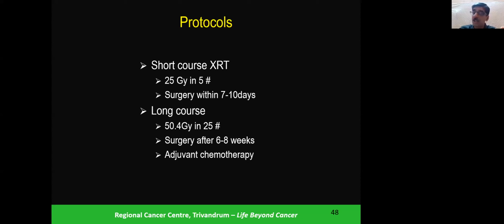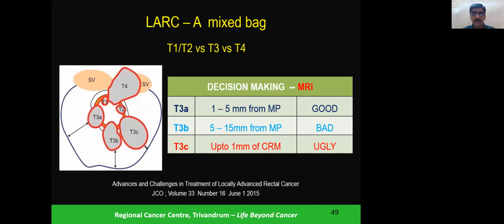But the question before a surgery is, how do you choose between these two? Whether you should send for a short course RT or a long course chemoradiotherapy? I would say a simple method. If you look at the MRI, you can again categorize all these locally advanced rectal cancers into 3 groups. All T3 are not the same. T3 means involvement of perirectal fat, mesorectal fat.